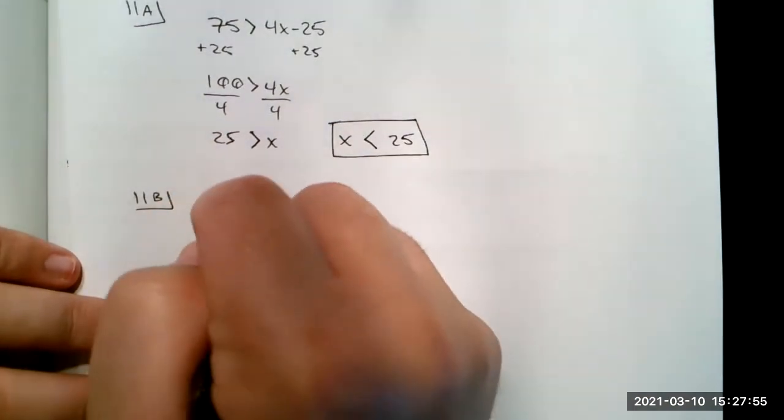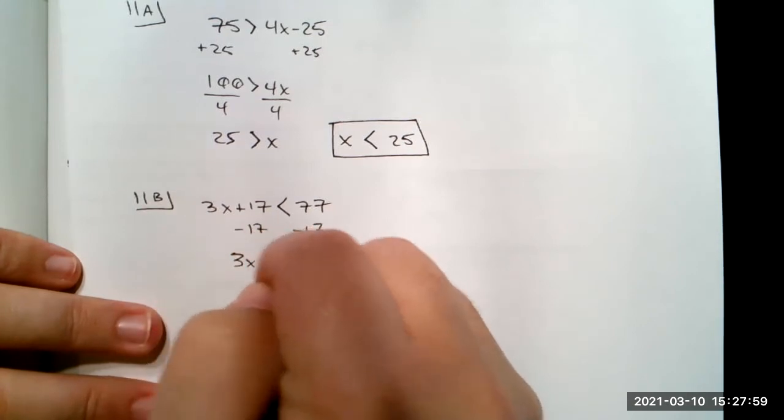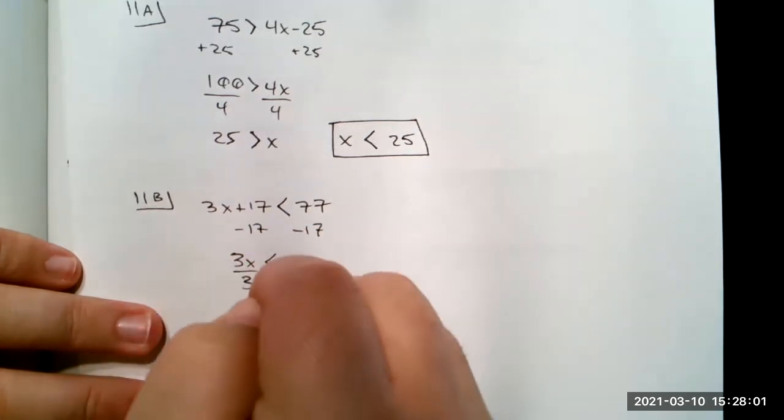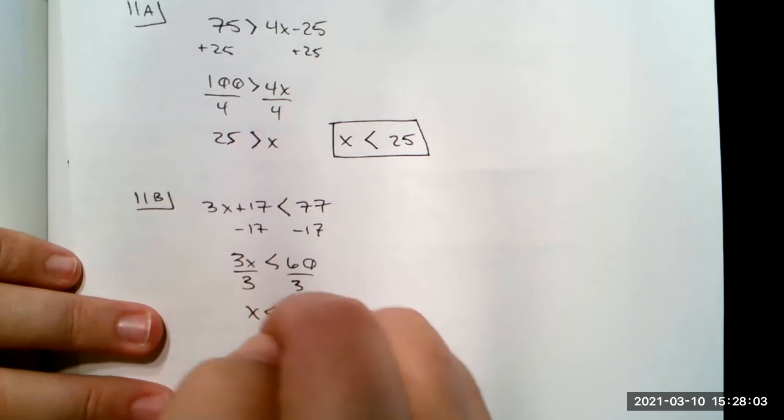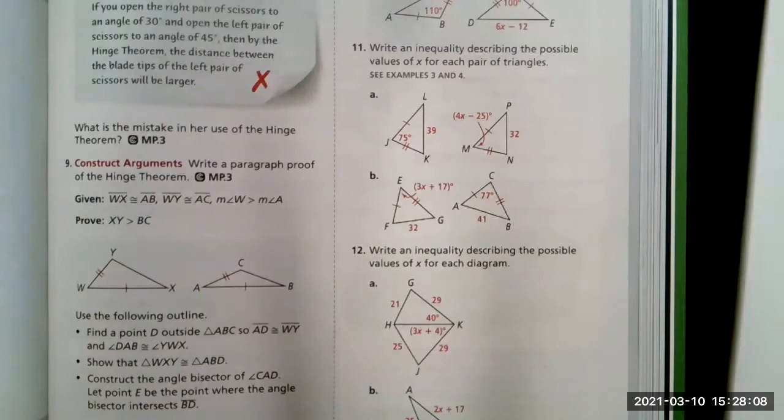Now I solve. Subtract 17 from both sides. 3x is less than 60. Divide both sides by 3. X is less than 20.